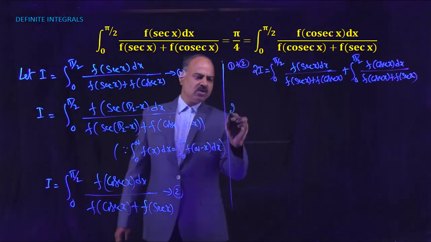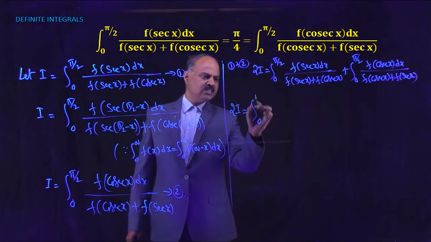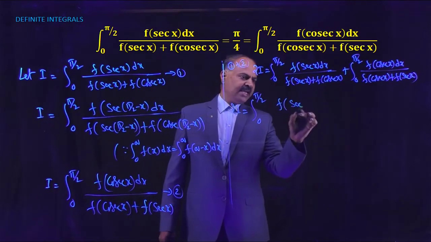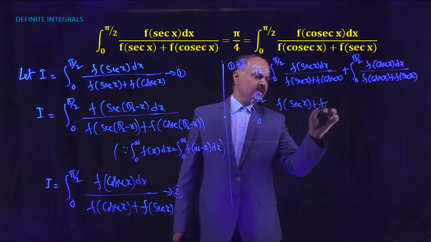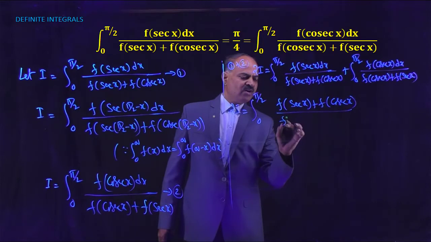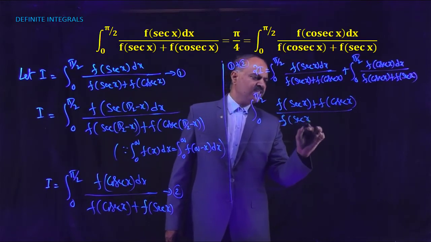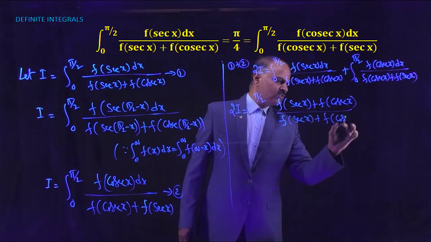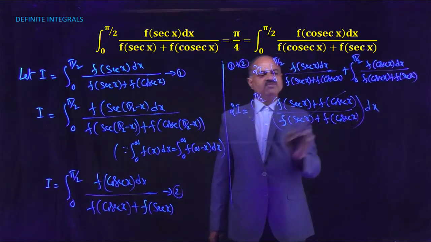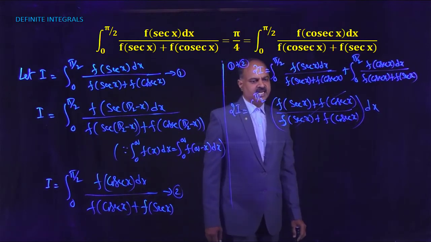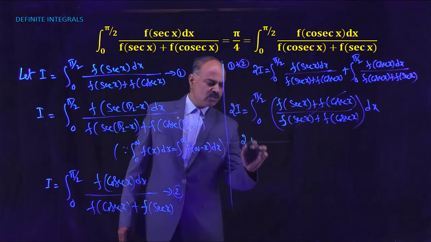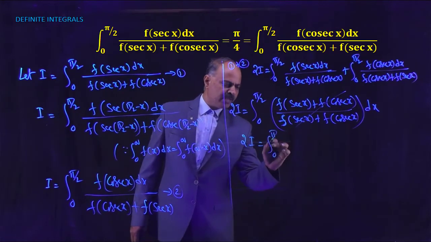Now 2I is equal to integral 0 to pi by 2 of [f of secant x plus f of cosecant x] divided by [f of secant x plus f of cosecant x] dx. So here f of secant x plus f of cosecant x in the numerator and denominator get cancelled. Now 2I is equal to integral 0 to pi by 2 dx.